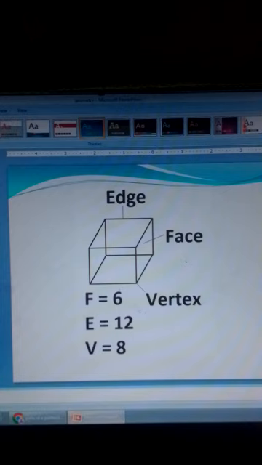Alright? So you can have other shapes like a pyramid, a cube, a cuboid, and so on. So you are required to find the number of edges, faces, and vertices by counting.